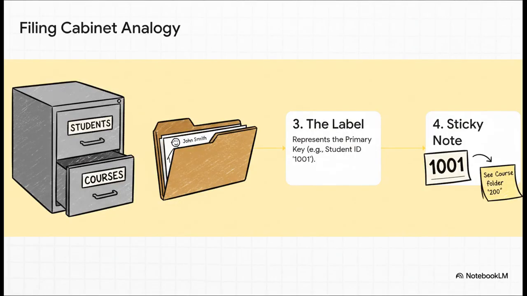To really lock this all in, let's use a physical analogy. Imagine your whole database is a big filing cabinet. Each drawer is a table, so you have a student's drawer, a courses drawer, and so on. Inside a drawer, each individual file folder is a row. The unique label on the front of that folder, the one that says 1001, that's its primary key. And a little sticky note inside that folder that says See Course Folder 200, that's your foreign key. It's just a simple pointer telling you where to find related information.